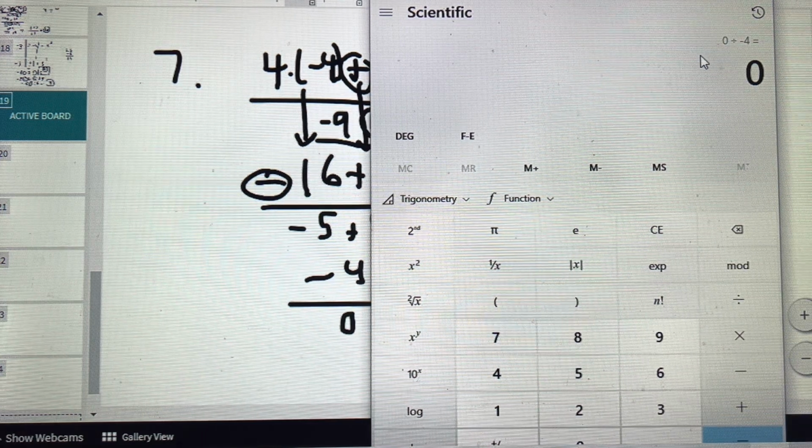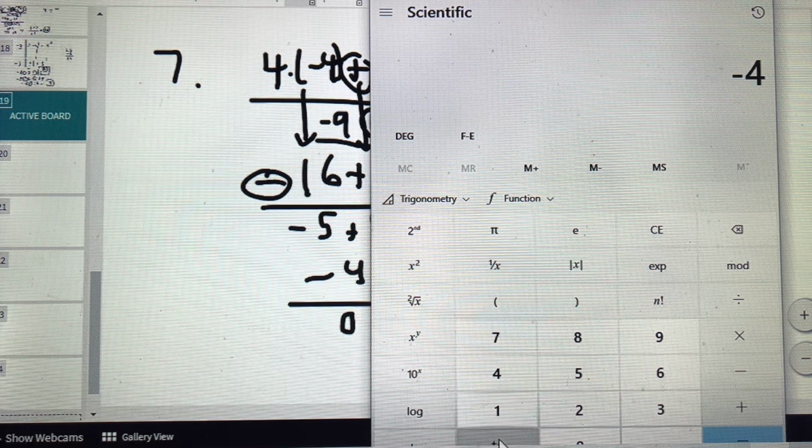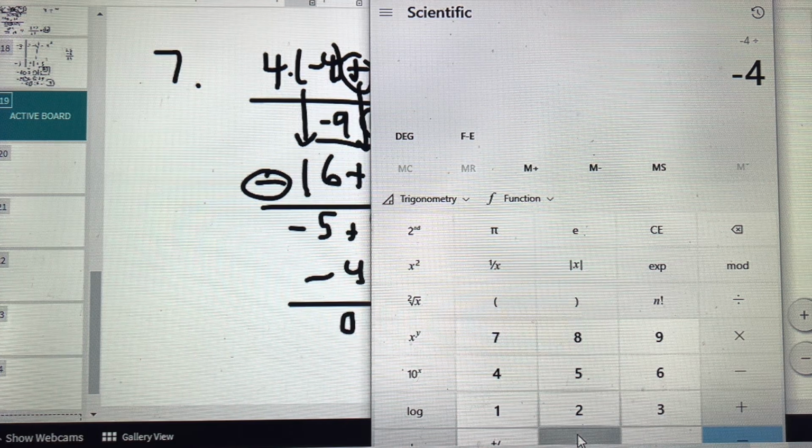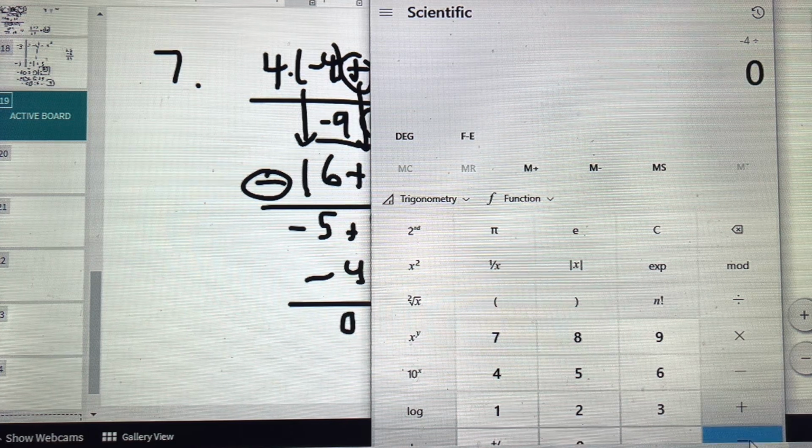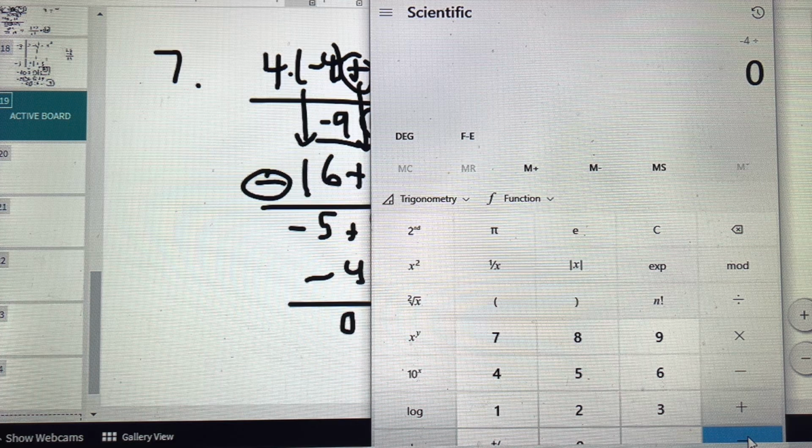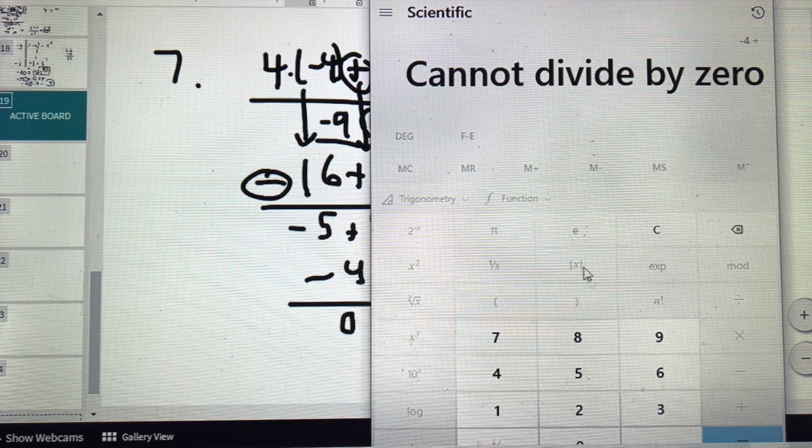I'll say it this way. 0 divided by any number is 0. But we didn't have that case. We had negative 4 divided by 0. And this is a special case. This is what they call undefined, because you cannot divide by 0.